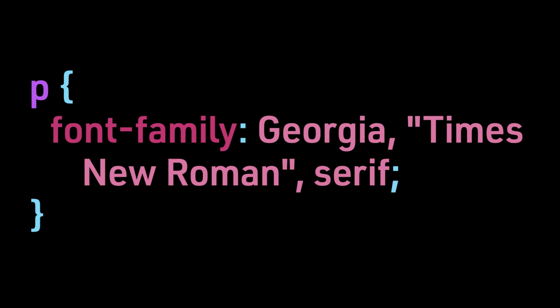Paragraph text, font family, Georgia, "Times New Roman", serif. In this example, paragraph text will be displayed in Georgia. If that is unavailable, the text will display in Times New Roman. And finally, if that is not available, it will choose any serif font on the system.